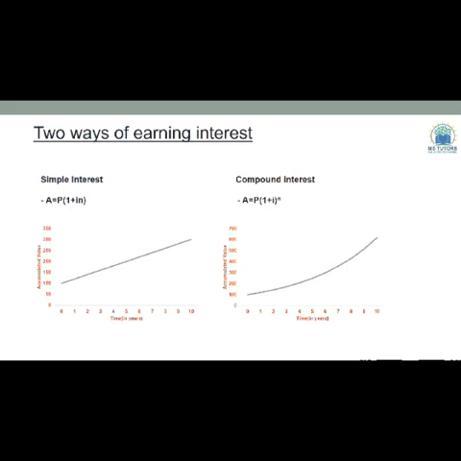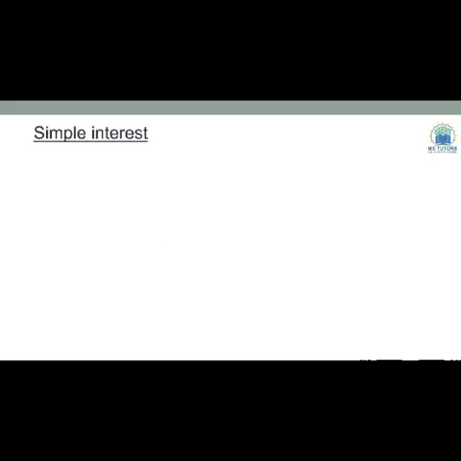Now, for compound interest, you can also see the formula. The graph also indicates that your money will be growing at an exponential rate. So that's the difference between these two ways of earning interest. Now let's dig deeper into each of these two ways. We'll start with simple interest.